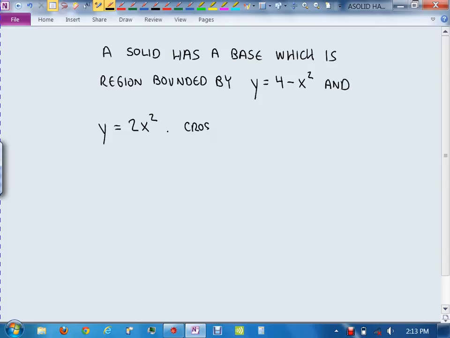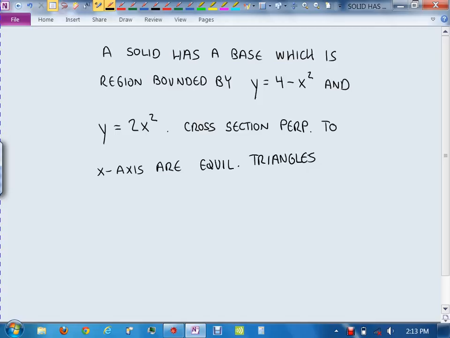Cross sections perpendicular to the x-axis are triangles, or sorry, equilateral triangles. Equilateral triangles. Find the volume of the solid.